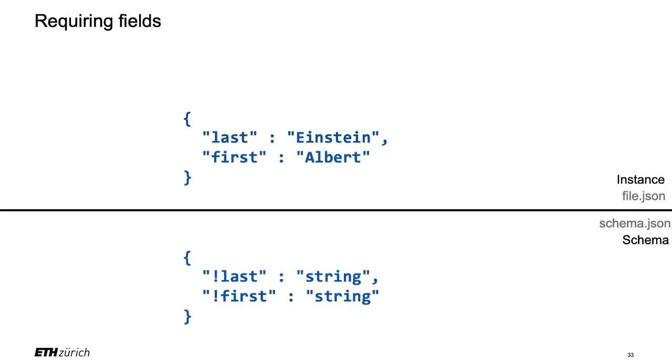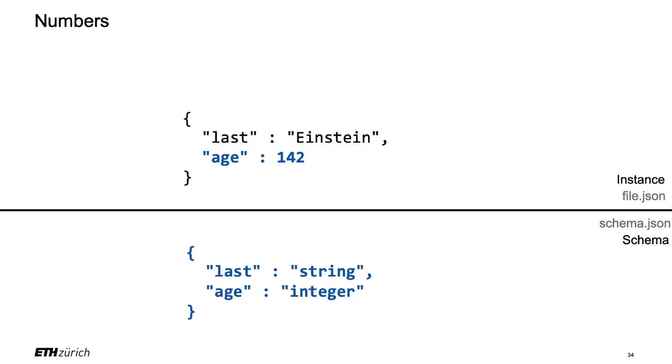Okay. To require fields, because I might want, as part of my schema, to say, I don't want optional. I want my fields to be there. I want my keys to be there. So if I really, really want last and first to appear, I just put that exclamation mark on the left. And that says last must be here, first must be here, and they must both be strings. Who is following? Okay. So you see the two look alike, right? That's exactly the pedagogical goal of JSON, that the document looks a lot like the schema.